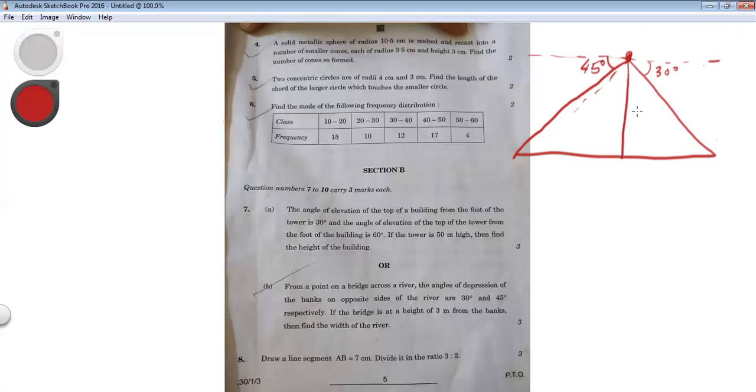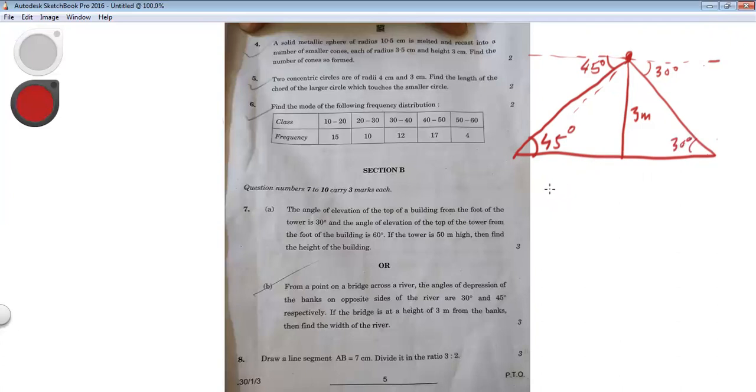The bridge is at a height of 3 meters from the bank. So this is 3 meters. Now it's that simple. The bridge is parallel to the water level, so these are alternate interior angles. So this is also 45° and this is 30°.